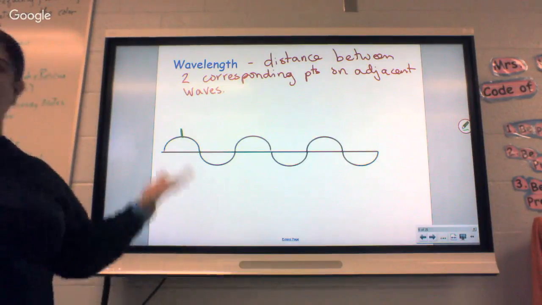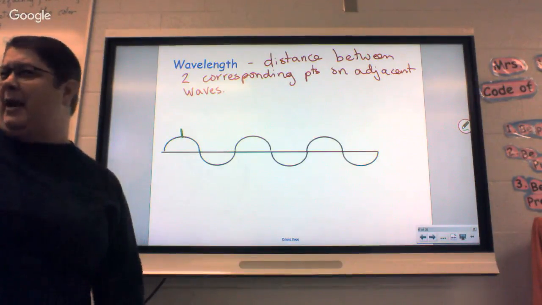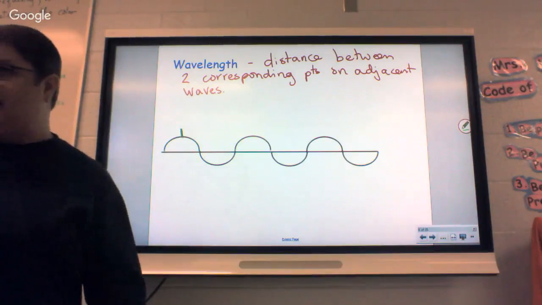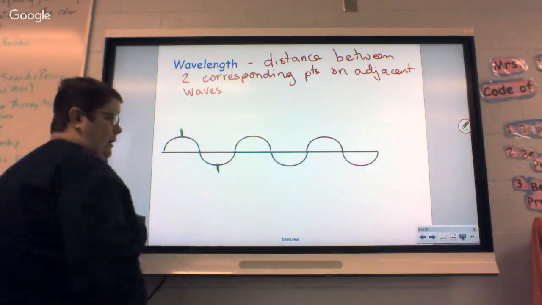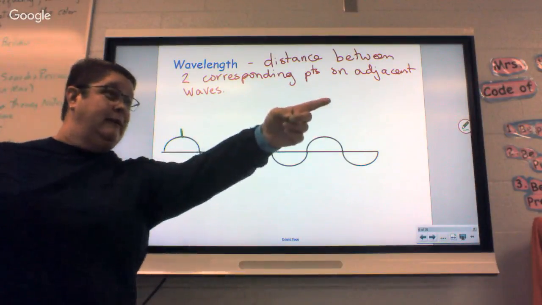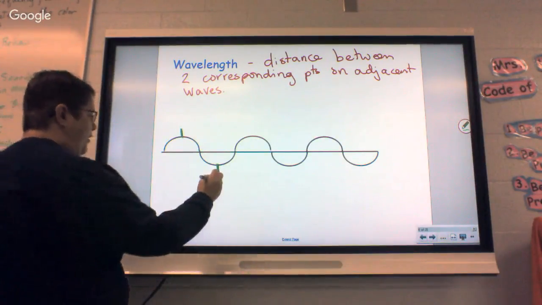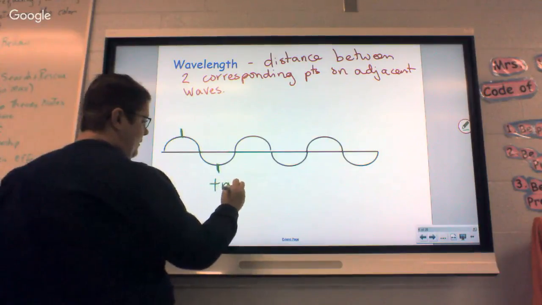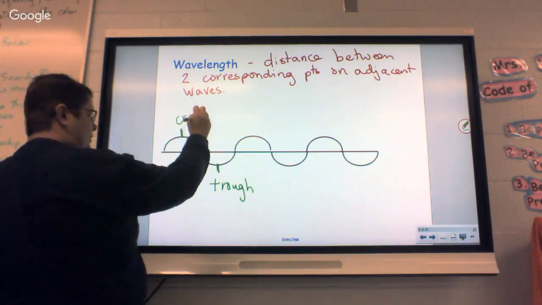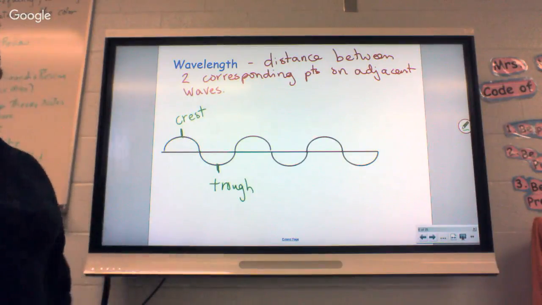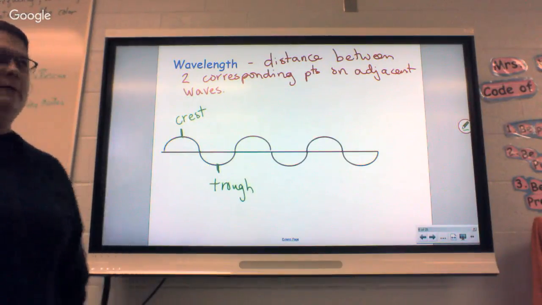Science education is so lacking. Has anybody ever heard it called a crest before? Hallelujah. Anybody heard the name of this lower point? Trough. Hopefully all of you know what that is. The trough. Oh, I remember that one. A trough and a crest. Okay? The trough and a crest.